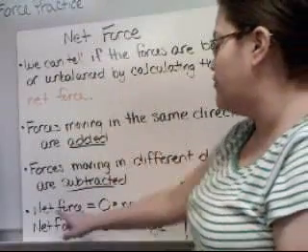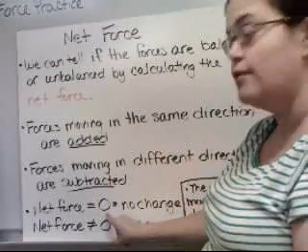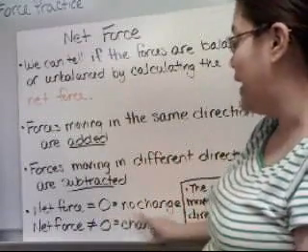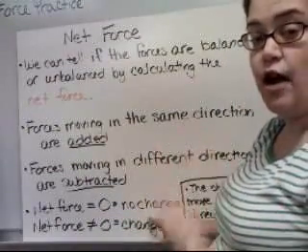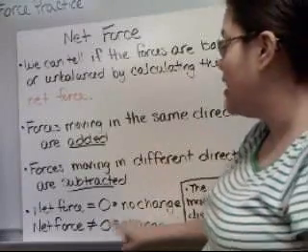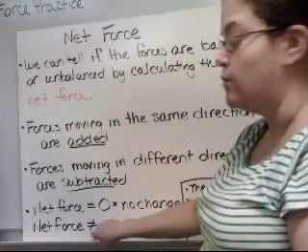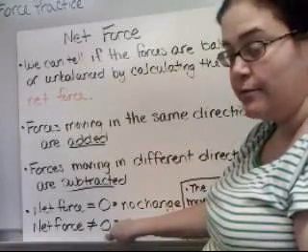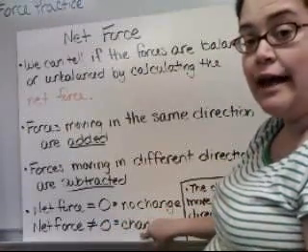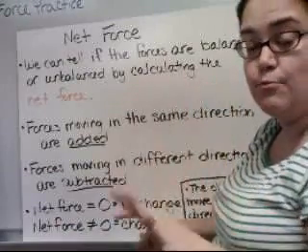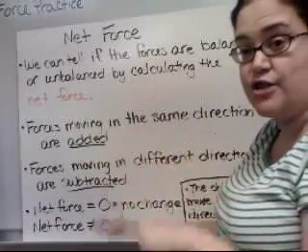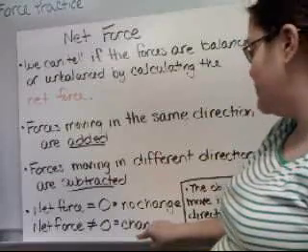After you do that, if your answer is 0, then your forces are balanced and nothing changes. The motion of your object stays exactly the same. After you add or subtract, if your answer does not equal 0, that means something's going to change. It's going to speed up, it's going to slow down, it's going to move, it's going to stop, it's going to change direction, it's going to change position. Something's going to happen. Okay?